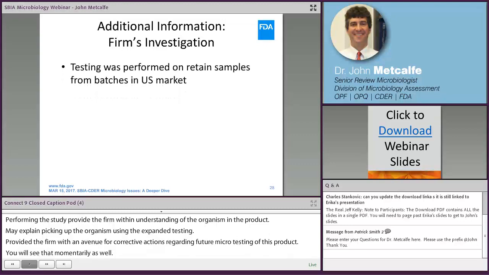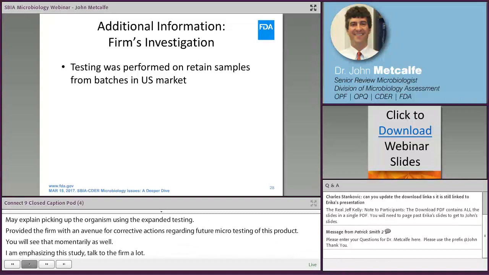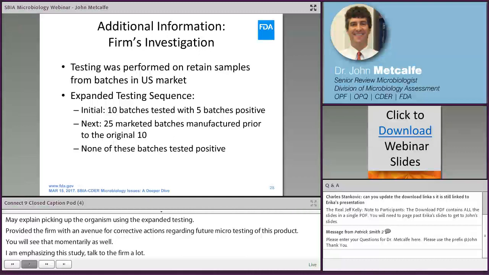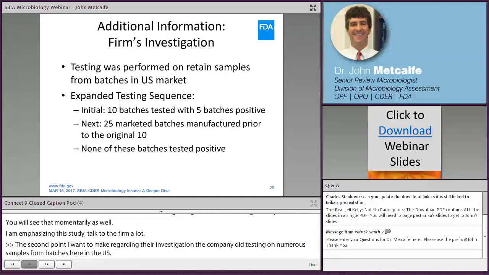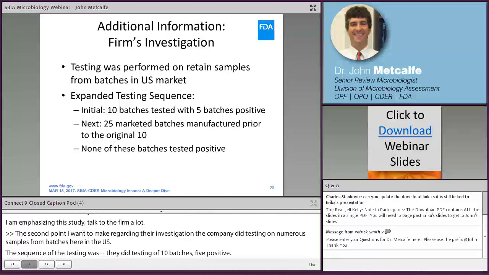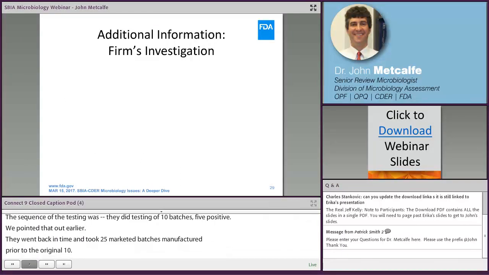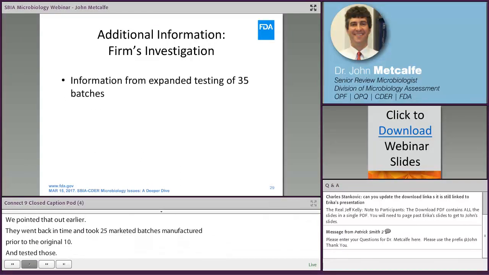The second point that I want to make regarding their investigation, the company did testing on numerous retained samples from batches that were here in the U.S. The sequence of the testing was they did testing of 10 batches. 5 of those were positive. We pointed that out earlier. They went back in time and took 25 marketed batches that were manufactured prior to those original 10 and tested those. None of those batches tested positive. That was important information for the firm and for FDA.